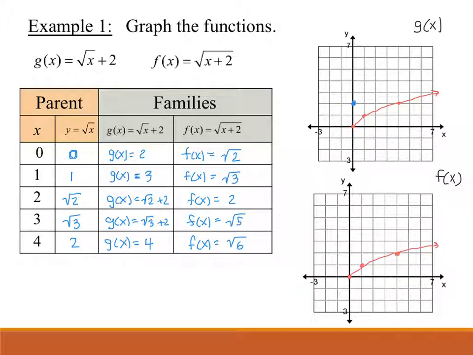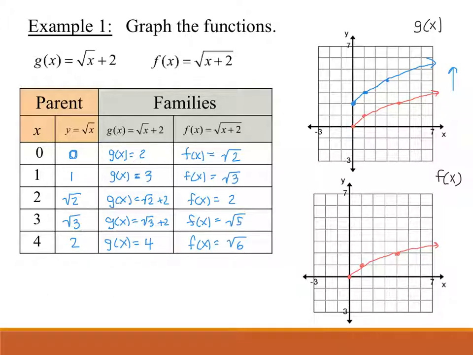Now our function is just completely moved in the same direction, but it's just up. For example, when x is 1, I have 3. When x is 4, the square root of 4 plus 2 is 4. So when we get to 4, we're at 4. So this function, the blue function, is my g of x function. It's just moved up 2 positions.